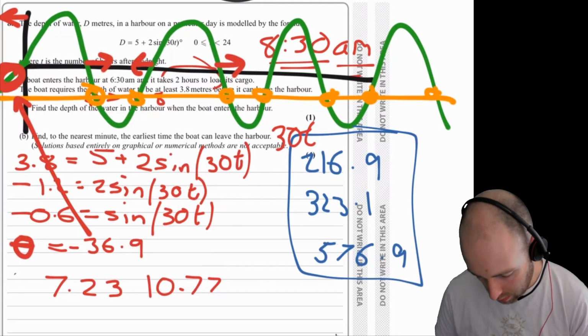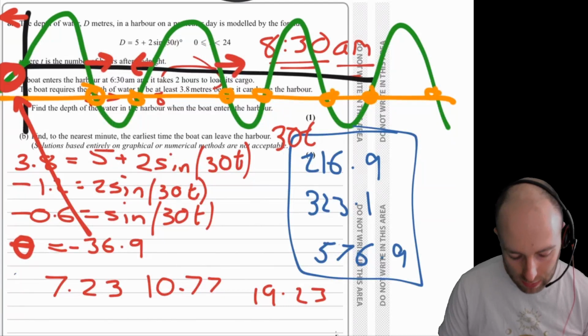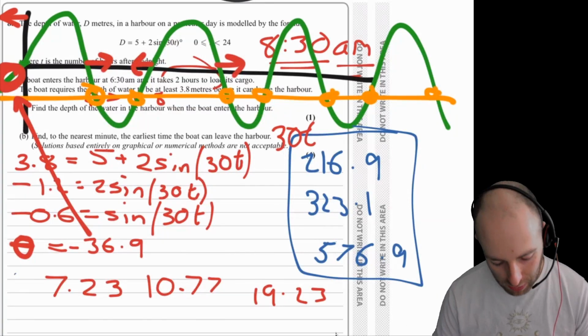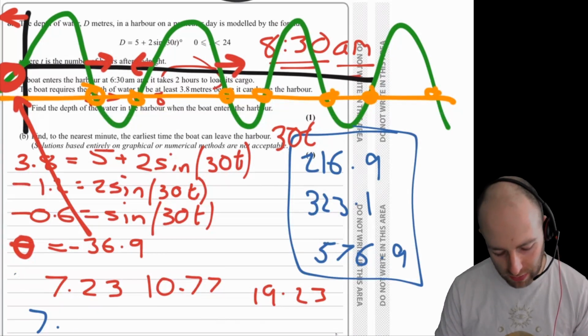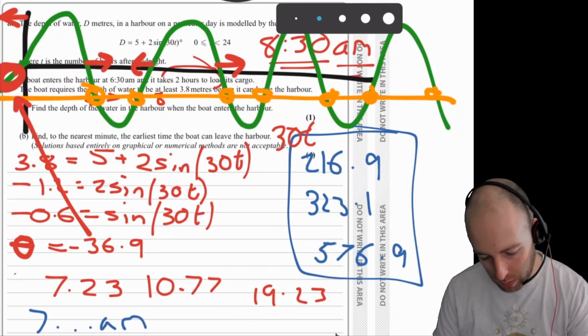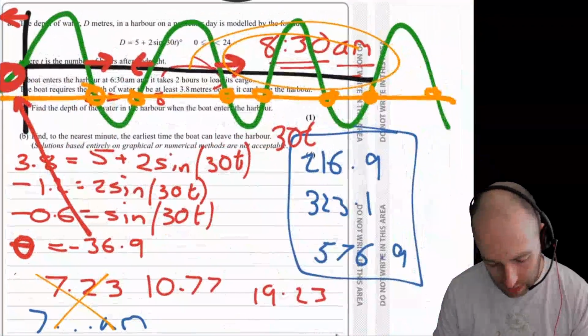10.77. 19.23. Remember, these are hours after midnight. So this will be 7 something a.m. No, because we can't leave until 8:30, so it can't be that. The next one will be 10 something.